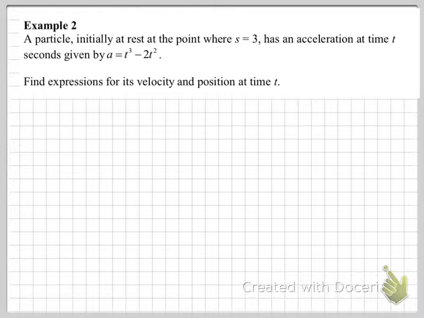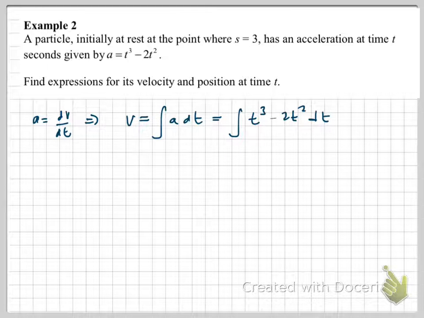Okay, let's look at a situation where we have to integrate. We have a particle initially at rest at a point where s equals 3, and it has an acceleration at time t seconds given by a formula where a equals t cubed take away 2t squared. And we want to work out the velocity and position at time t. So we can start off by the fact that acceleration is the rate of change of velocity, so therefore if we integrate a, we get v. So we can integrate our expression of a with respect to time.